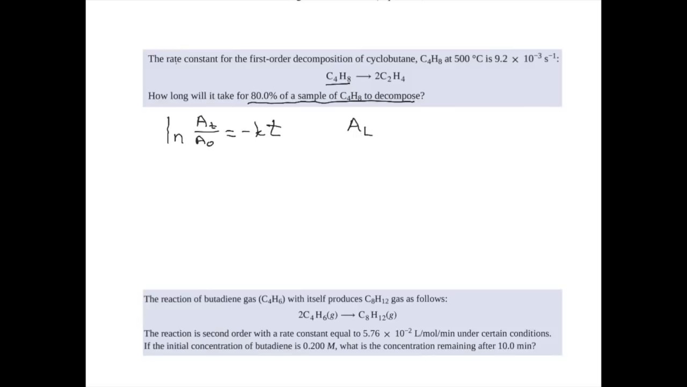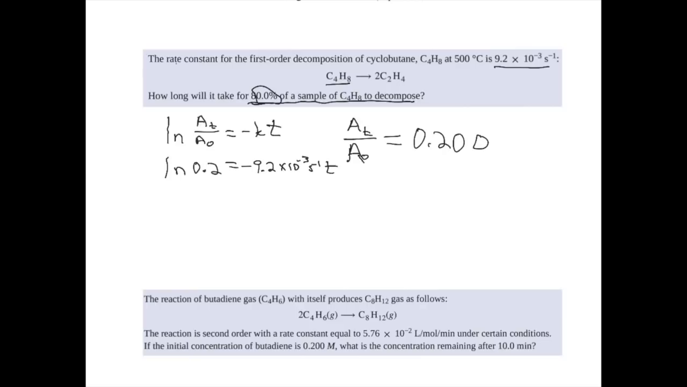So what we want to do is find out where the ratio of A sub t over A0 is, remember A0 is our initial concentration, and A sub t is the amount that remains after. And we want that to be equal to 0.2. I'll write it this way because there's 3 sig figs there. So we'll take natural log 0.2 is equal to minus, and then our value for k is 9.2 times 10 to the negative third reciprocal seconds times time. And time is what we're solving for.